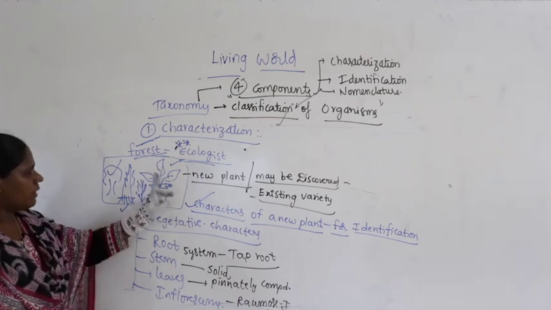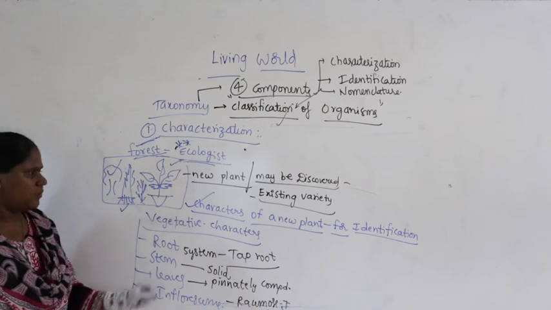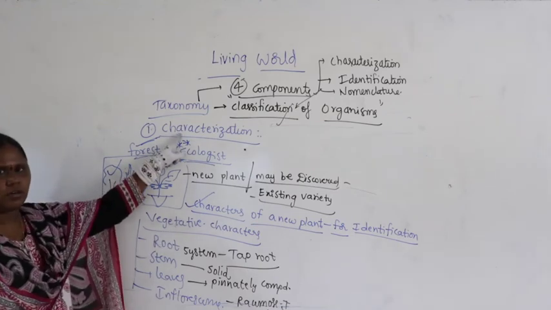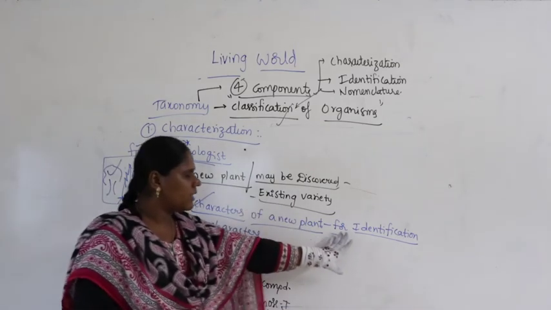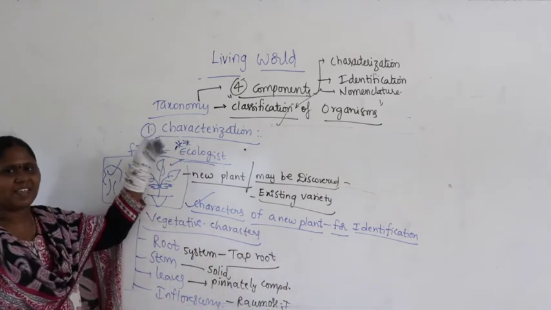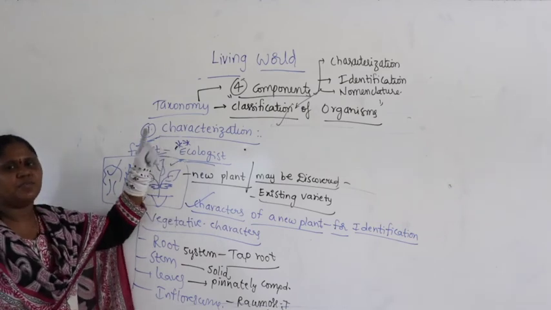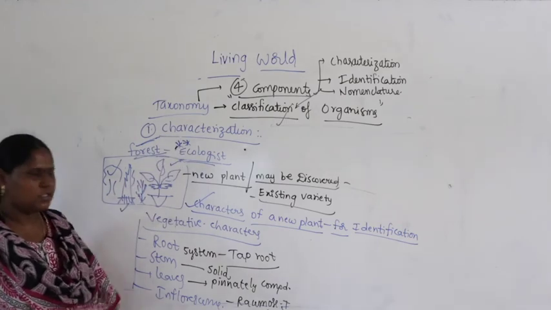So, he could not identify this plant. So, he will start noting down the characters. Why are characteristics noted down here? It is because it becomes easy for identification. So, the first step, he needs to note down the characters. When he makes the list of characters, it is called the first step, characterization.